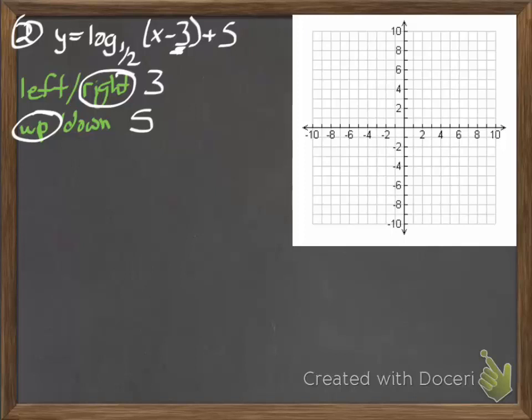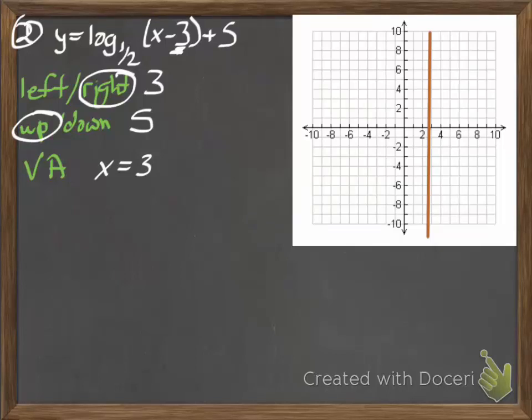Vertical asymptote. X equals 3. It's opposite. And so let's go ahead and graph that. I'm doing this as a solid line so it shows up a little bit better, but usually you graph that with a dashed line.